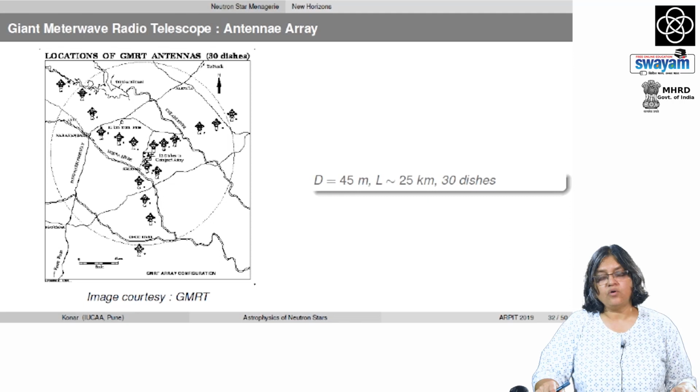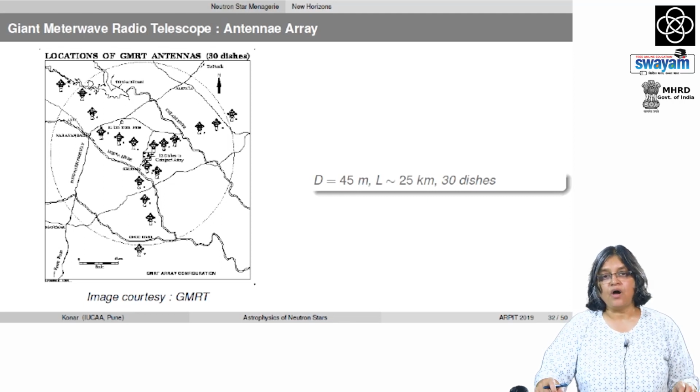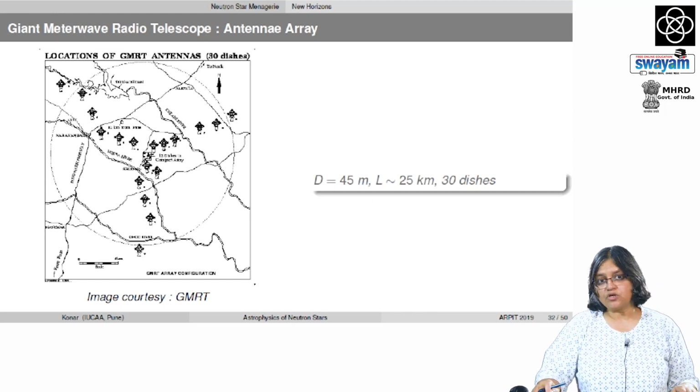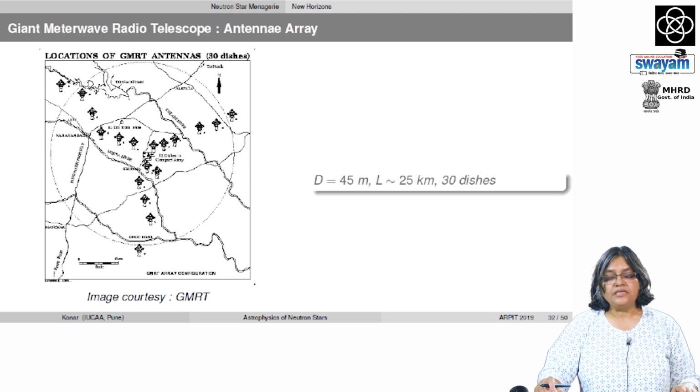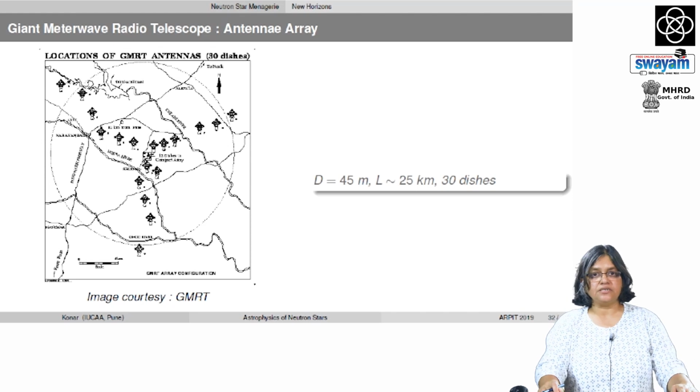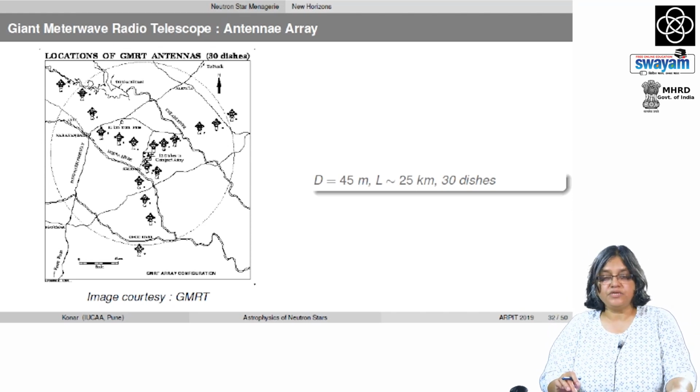This is our own Giant Metrewave Radio Telescope operated by the National Centre for Radio Astrophysics, which is a centre of the Tata Institute of Fundamental Research. Now, NCRA is located at Pune, and it operates this telescope, which is 80 kilometers from Pune, located in a village near Narayangaon, and it has 30 dishes, and the largest distance between two antennas is about 25 kilometers, and each antenna has about 45 meter diameter.